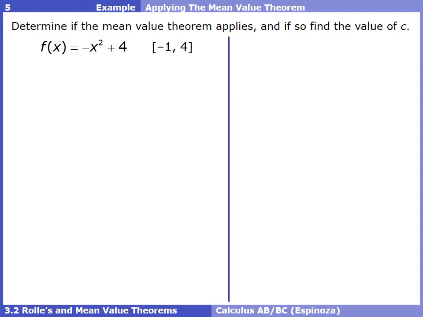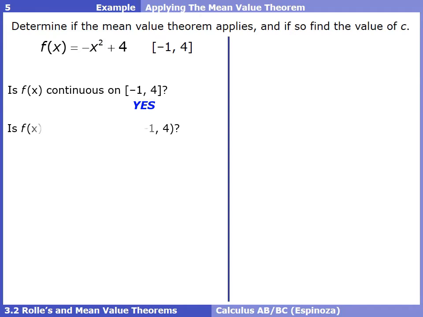Okay, so let's attempt to apply this mean value theorem. We have our function negative x squared plus 4, and we're going to look at that graph from negative 1 to 4. So just like with Rolle's theorem, we have to first verify if the mean value theorem even applies. So another little checklist that we have to go through. We need to figure out, is the function continuous from negative 1 to 4? Well, negative x squared plus 4 is continuous because there's no holes, asymptotes, or anything like that from negative 1 to 4. So we can say yes to that.